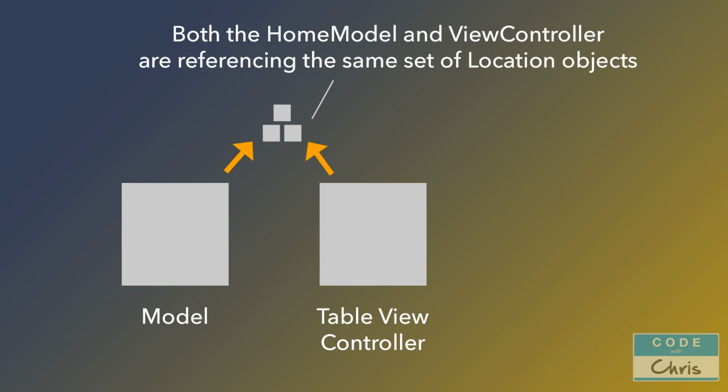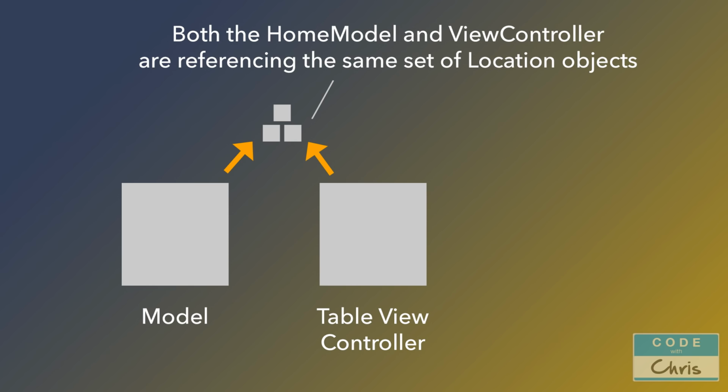So even though the home model has a reference to the list of location objects, and then once it passes it to the view controller, it also has a reference to that array of location objects, it's the same set of location objects. So if you change something in one of the location objects, it's going to be reflected in both the home model and the view controller because they're both referencing the same list of location objects.